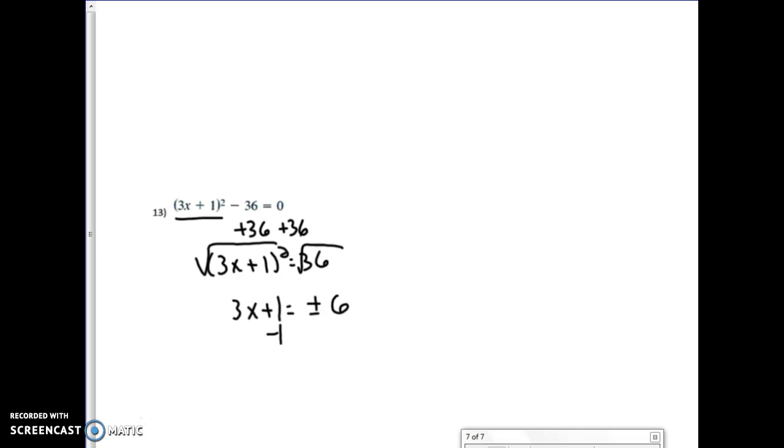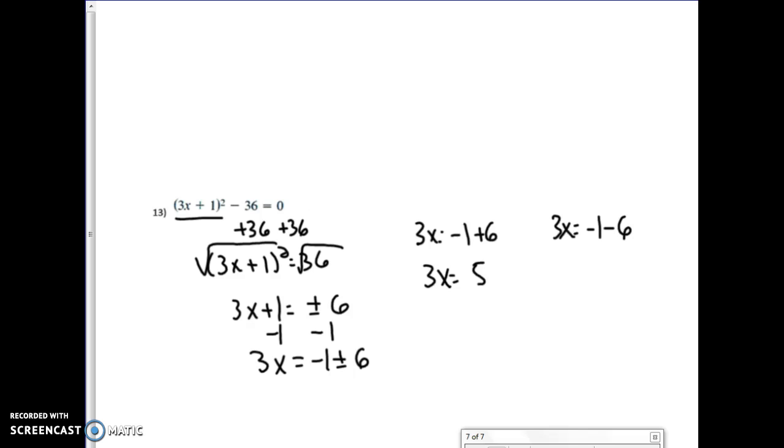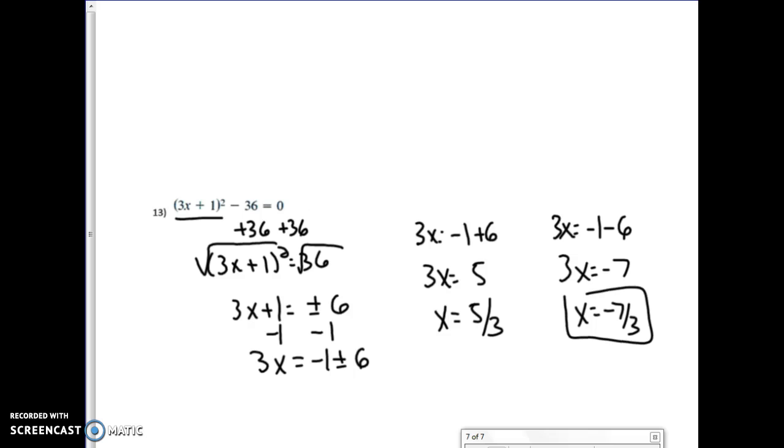Subtract 1 from both sides. So right now, I got 3x equals negative 1 plus or minus 6. So right now, I have 3x equals negative 1 plus 6. And then 3x equals negative 1 minus 6. 3x equals 5. X equals 5 thirds. And then I got 3x equals negative 7. So x is negative 7 thirds. Those are my 2 solutions.